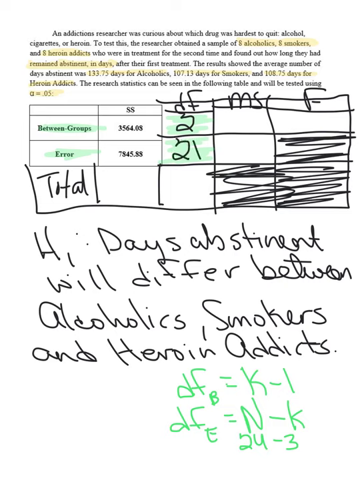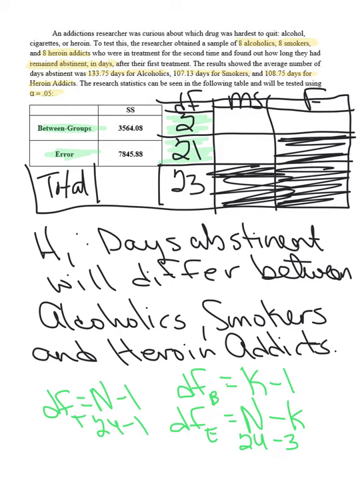Now we can verify our information. If we go degrees of freedom total, that is capital N minus 1. Well, 24 minus 1 is 23, right? So we can put 23 here. If you add up 2 plus 21, you get 23. So you can see that your degrees of freedom between groups and degrees of freedom error was correct because they should all add up.